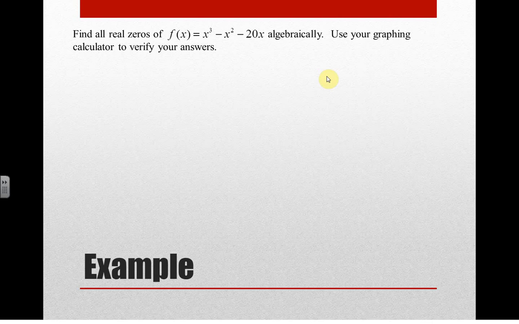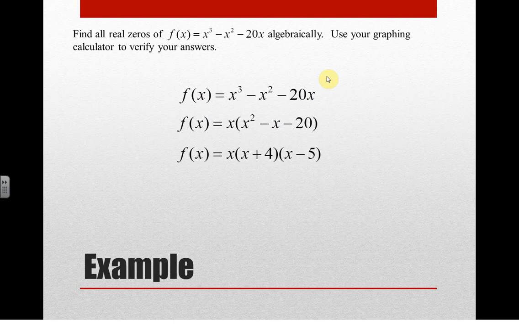verify your answers. We have to factor. So what do we always check for first when we factor? GCF. They have an x in common. Okay, and then you're going to factor what's left in the parentheses. So 4 and 5 go in there, plus and minus. We're not going to explain how to factor because you should know. And guess what? Those are the roots.